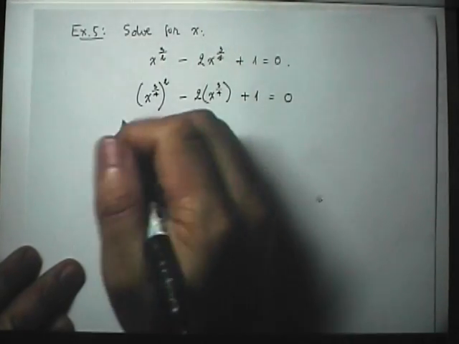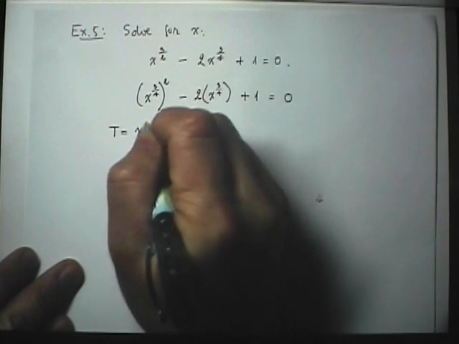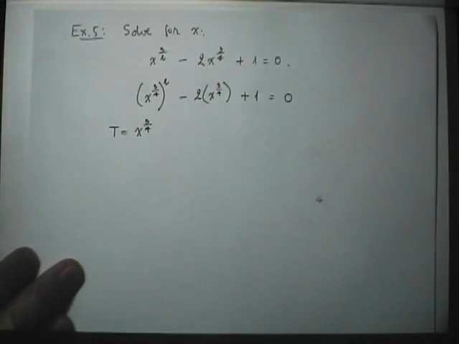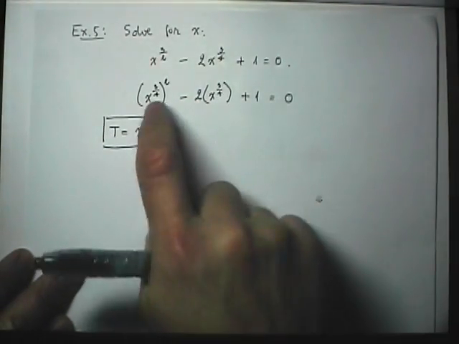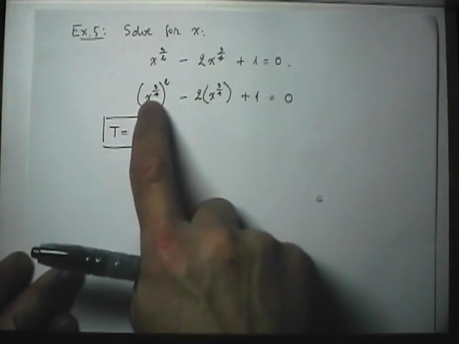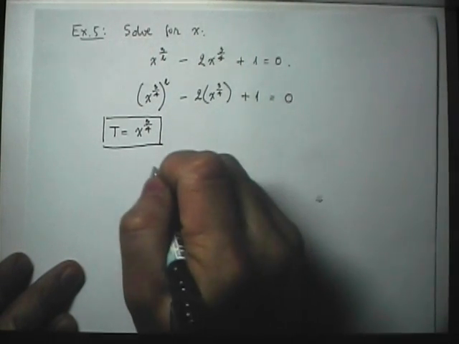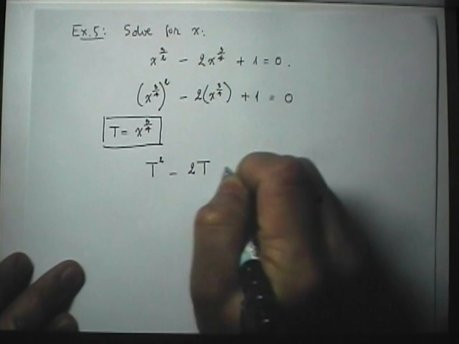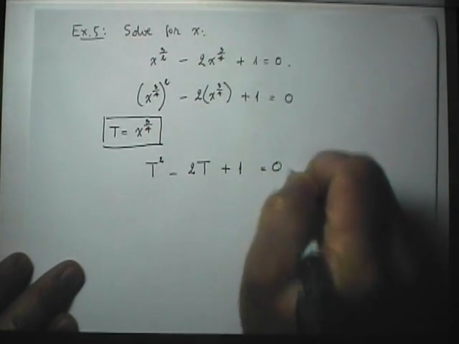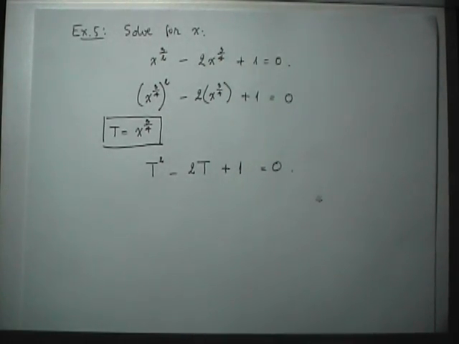So now in my substitution step, I'm going to do t equals x to the 3/4 power. So that means every single time I'm seeing an x to the 3/4 power, I'm going to turn that into a t. So my current equation is going to be turned into t squared minus 2t plus 1 equals 0. At this point, you can just simply solve for t.